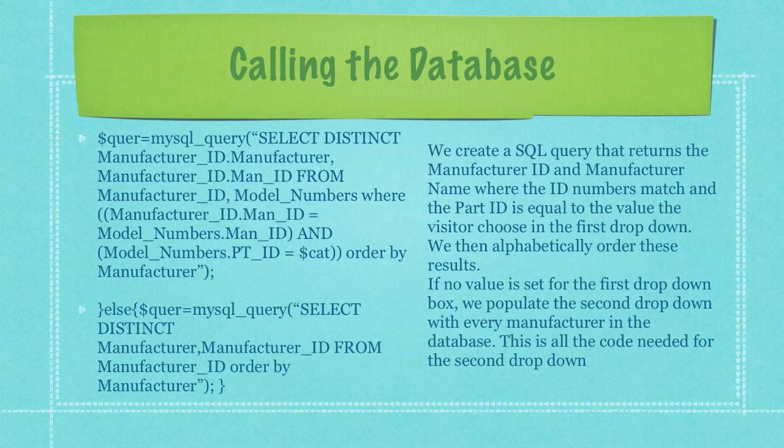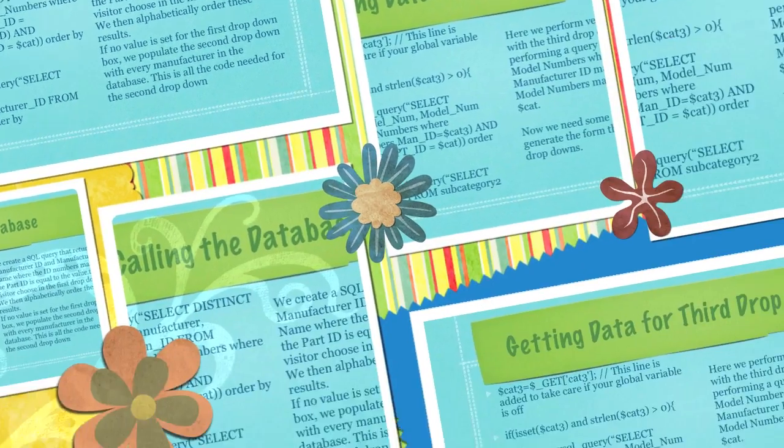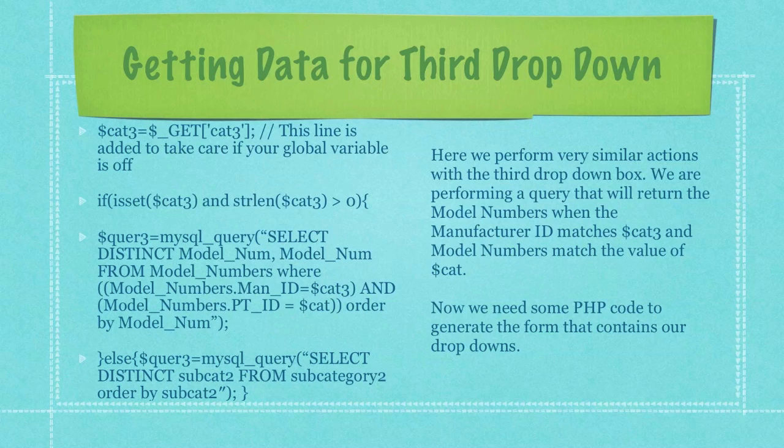If no result is set for the first drop-down box, we populate the second drop-down with every manufacturer in the database. This is all the code needed for the second drop-down box. Here we perform very similar actions with the third drop-down box. We're performing a query that will return the model numbers when the manufacturer ID matches whatever value is in the variable named cat3, and the model numbers match the value of the variable named cat.